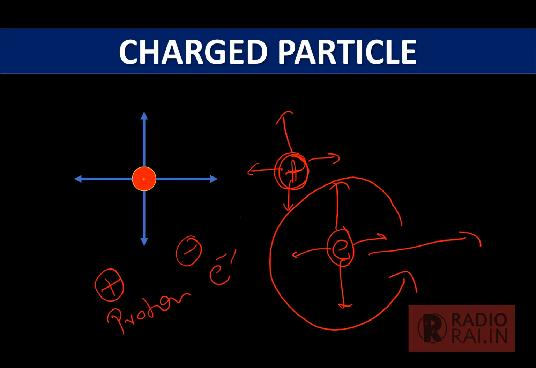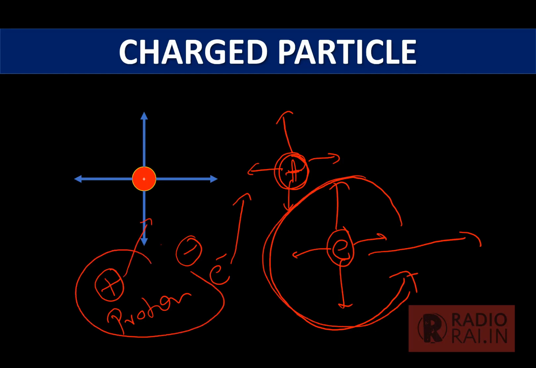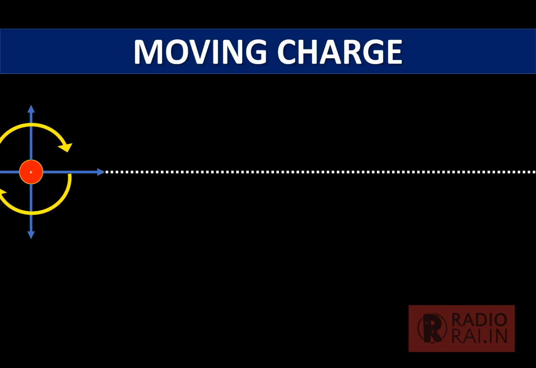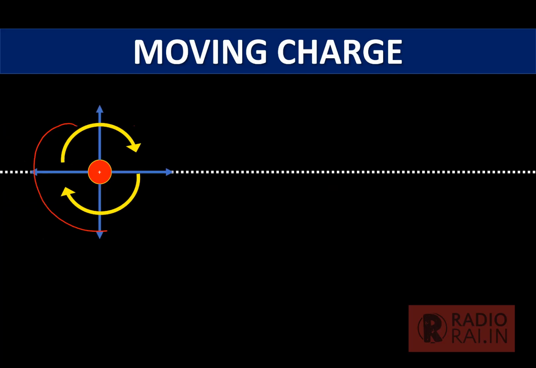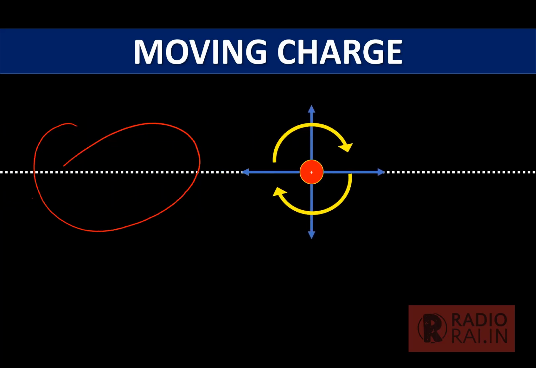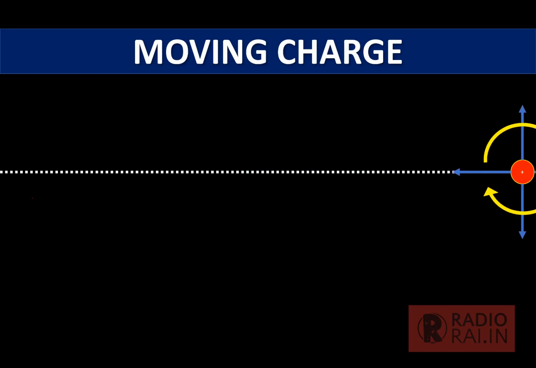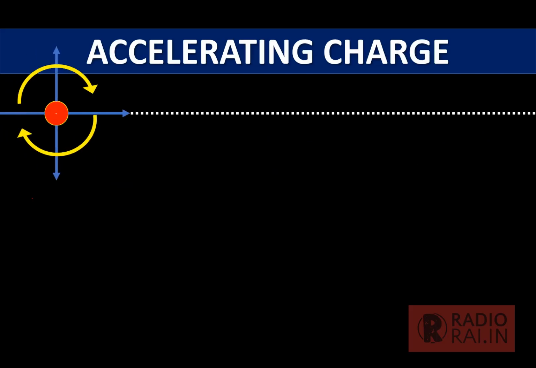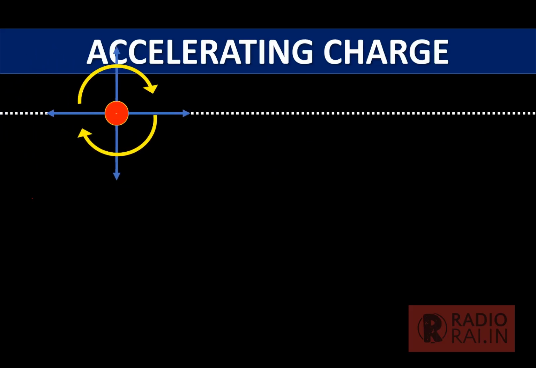So if an electron moves, it will produce a magnetic field around it. If a proton moves, it will produce a magnetic field around it. Any moving charge will produce a magnetic field around it, which is usually perpendicular to the electrical field. So any charge will produce an electrical field, and any moving charge will produce a magnetic field.